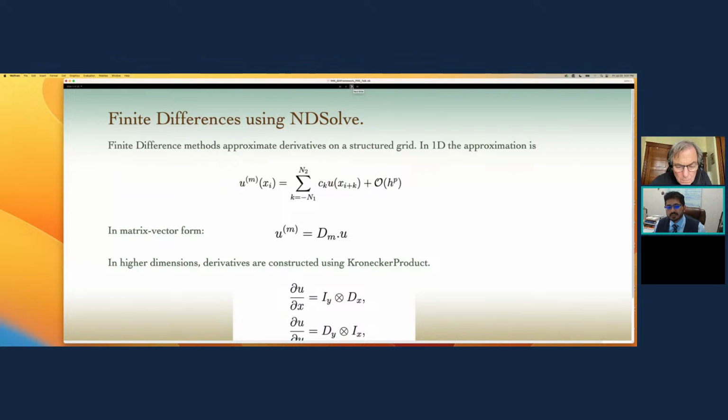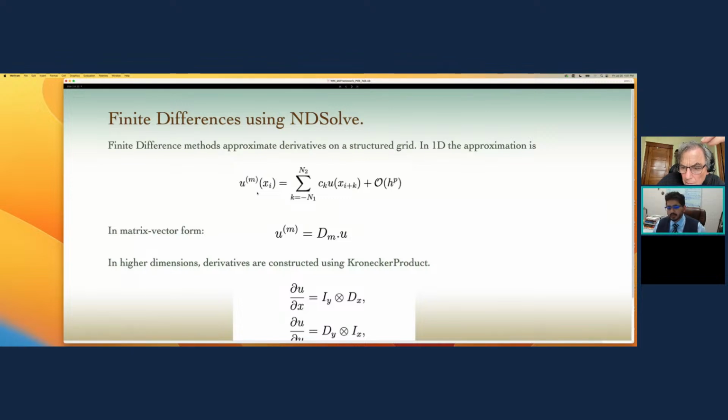So finite differences in NDSolve: you have a derivative that you need to approximate based on the function values at certain structured nodes. At x0, x1, x2, you have function values, and to get a derivative, you take a weighted sum of those function values. In one dimension, it's pretty straightforward. You have very efficient formulas. Look up Bengt Fornberg and you'll see extremely efficient formulations of how to get finite difference approximations.